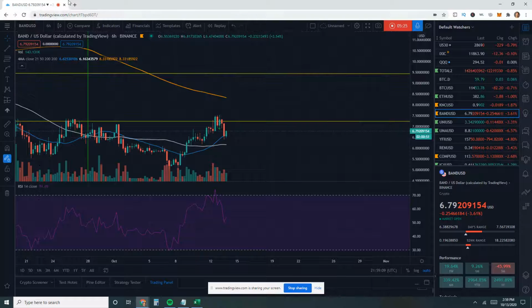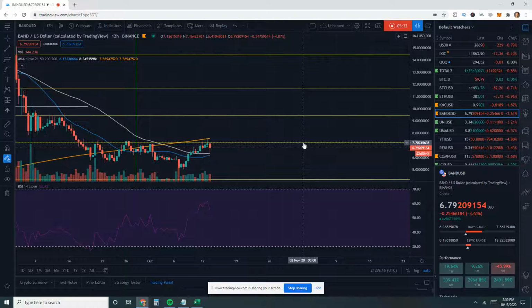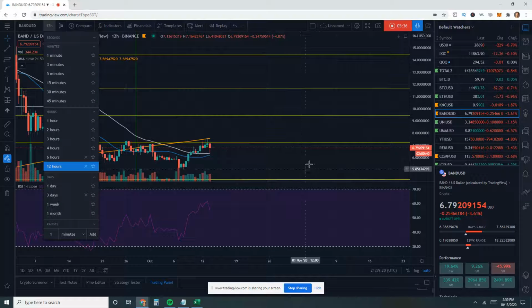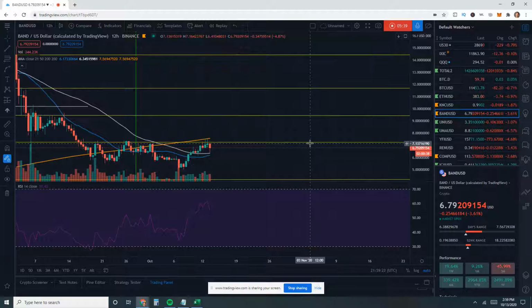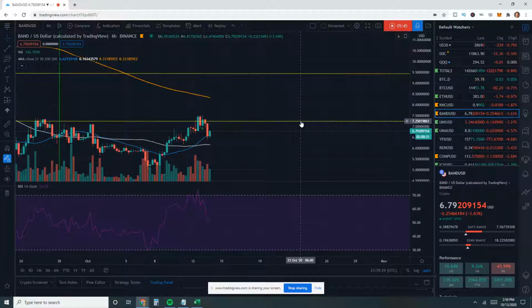Now, if this price action does take us to another leg up, the next resistance would be the yellow line right here, which is the 0.618 fib level, which we have not been able to close above on the 12-hour. We have kind of closed above it on the 6-hour, but we just went right back down. So we didn't establish ourselves above this fib level right here.